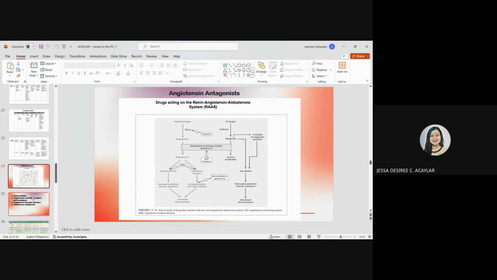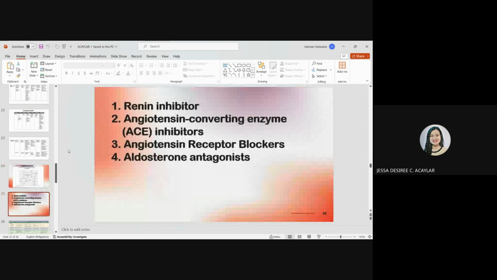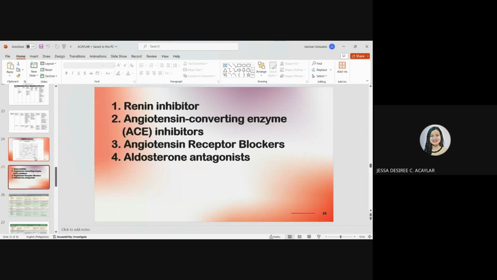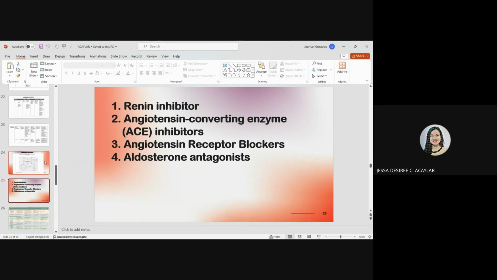So, angiotensin antagonist. Ano po ba yung mga drug subclass na nasa angiotensin antagonist? So, meron pong renin inhibitor, the ACE inhibitors, the angiotensin receptor blockers, and the aldosterone antagonist. So, kapag sinabi pong renin inhibitor, ang example is the aliskiren. Ang site of action niya po ay sa renin.